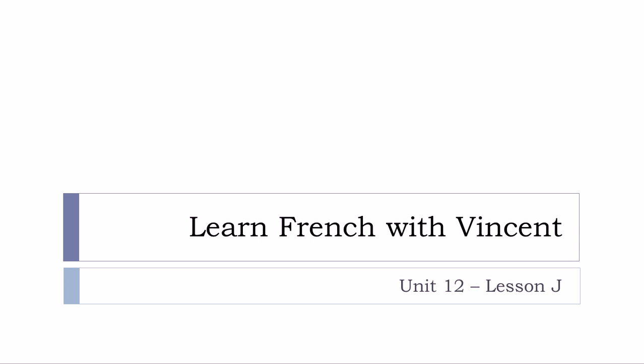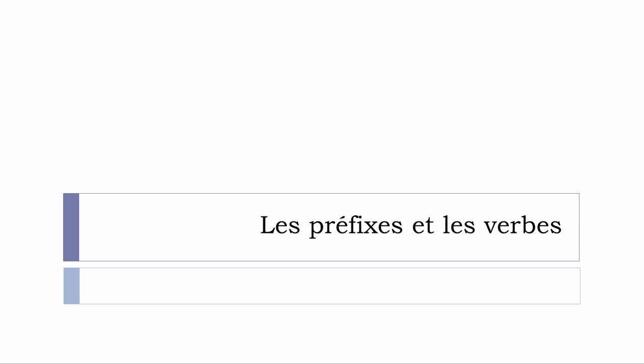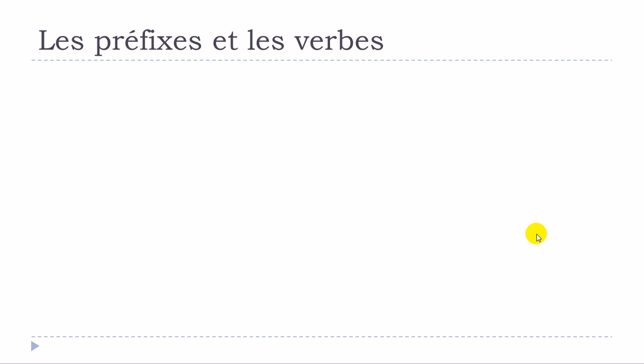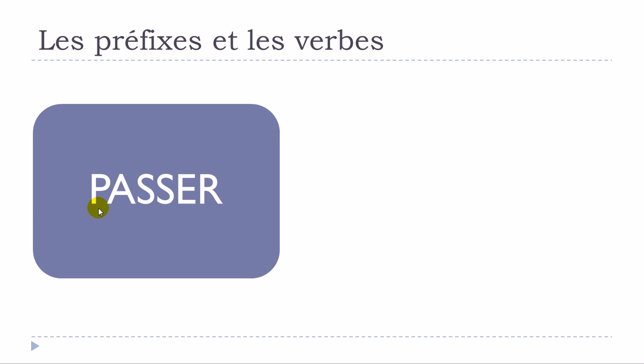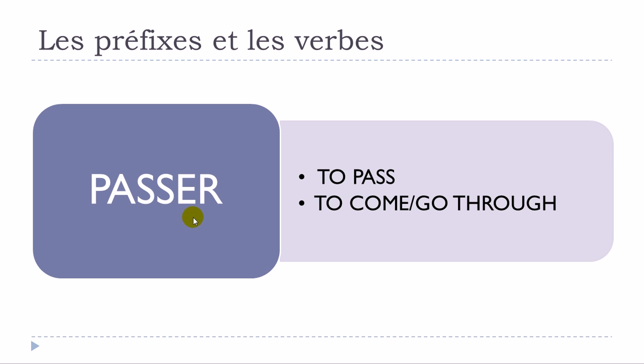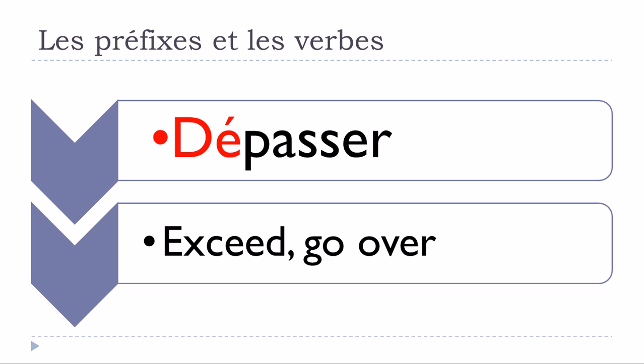Bonjour à tous and welcome to Learn French with Vincent. This is Unité 12, leçon J. And in this lesson, we'll continue the series of videos that we've been starting, and the topic is les préfixes et les verbes, okay? In this video, we'll concentrate on the verb passer. And here you have the translation in English. So the idea is that we've got this verb passer, and then it will be possible to add some letters, that's what we call préfixe, in front of passer, and by adding these letters, we'll change the original meaning of the verb passer. Okay, so let's see how it goes.